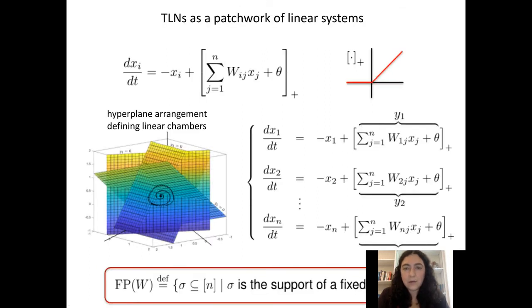Okay, and so with this patchwork of linear systems idea, here's an example of different chambers for a network with just 3 neurons. And you can see here a trajectory starting near an unstable fixed point and spiraling out into a nice limit cycle of behavior. This trajectory actually traverses 4 different chambers.